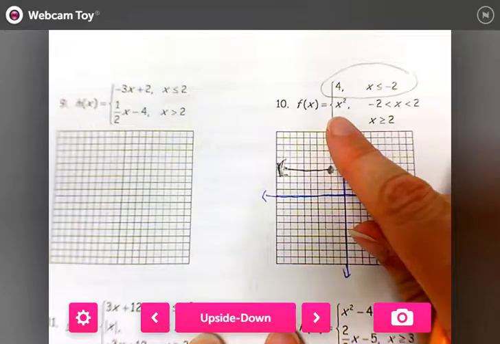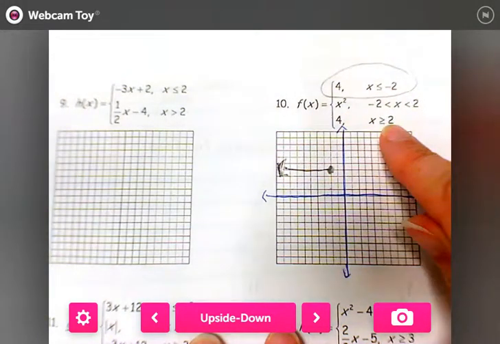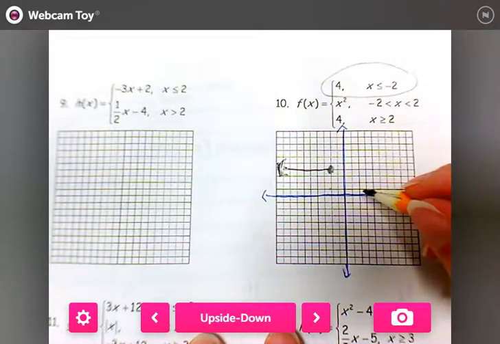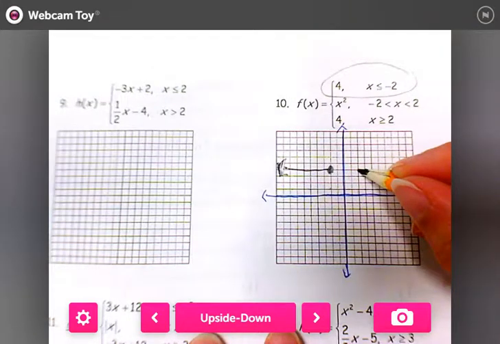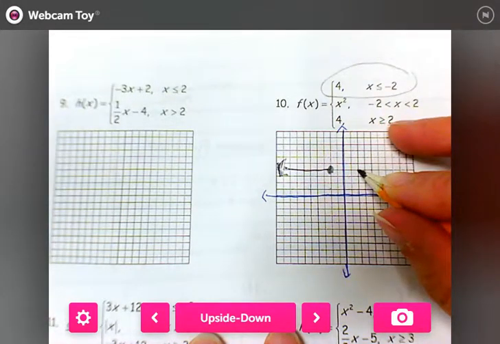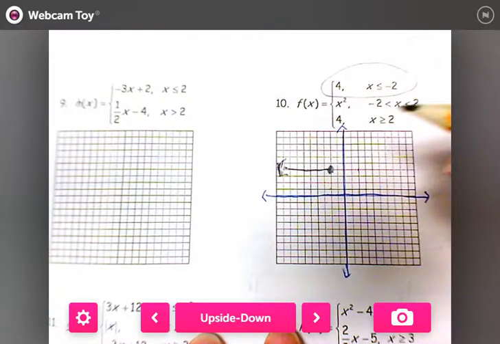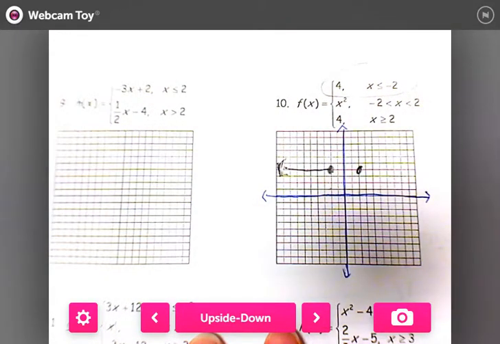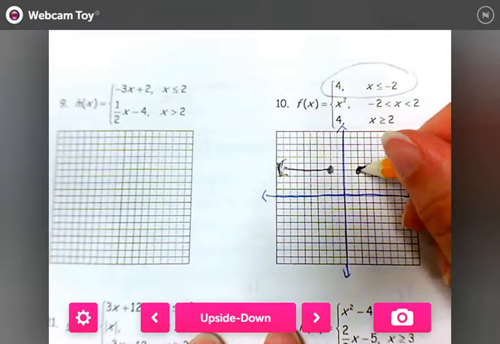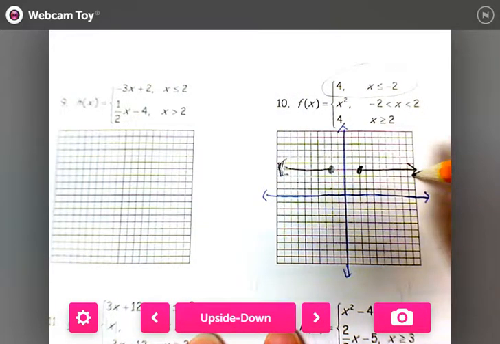Okay. Now, when X is greater than or equal to 2, so I'm going to go over to 2. When X is greater than 2, it's at 4. Am I going to have a filled in circle or an open circle? I'm doing the bottom one. Filled in or open? Filled. And it's 4, so I'm going to point my arrow to the right or to the left. X is greater than or equal to 2. To the right, because it's bigger than. Okay, so I did the easy part.